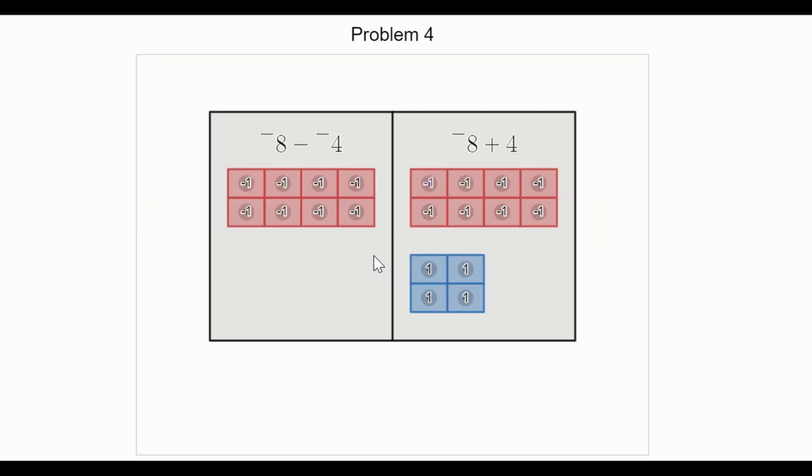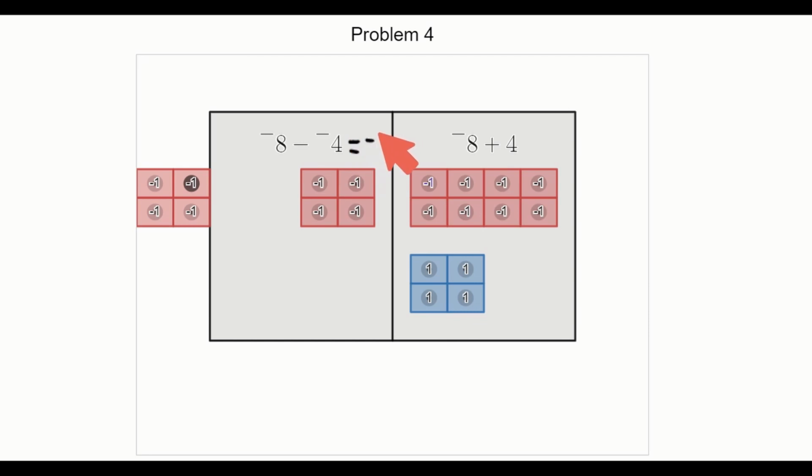Taking a look at our last problem, we have negative 8 minus negative 4. This problem is asking, if we start off with 8 red tiles, I want to take away 4 red tiles. So let's go ahead and subtract negative 4. After taking away 4 red tiles, how many tiles do we have left? We have negative 4 red tiles left over.